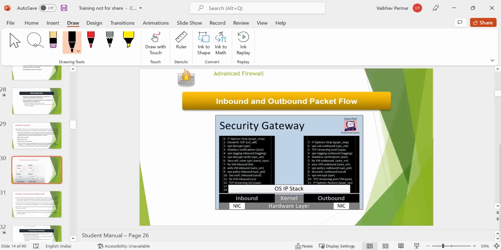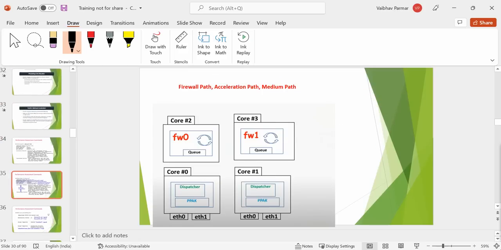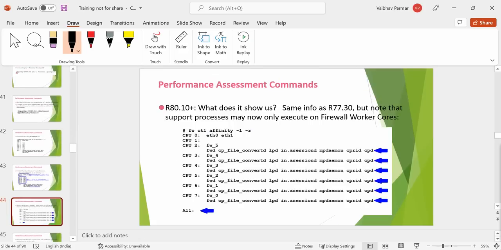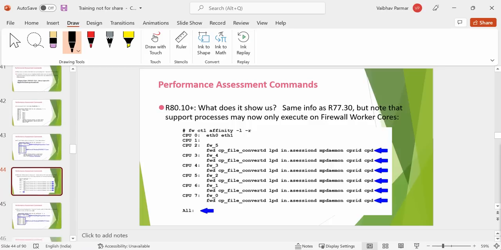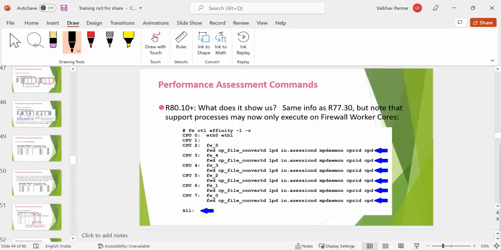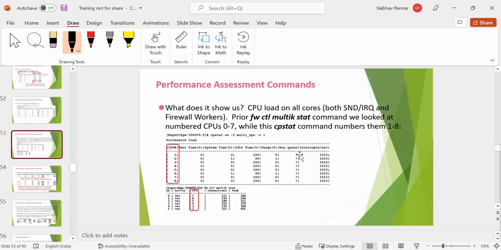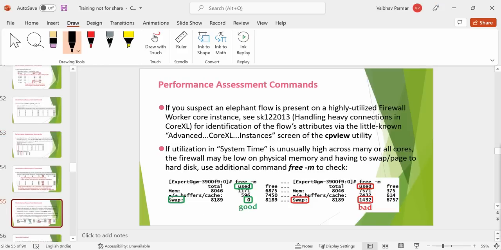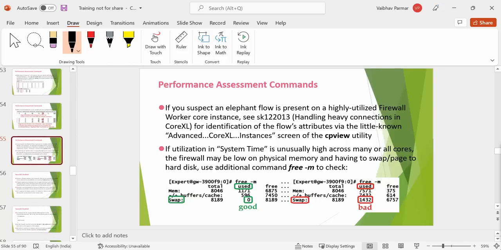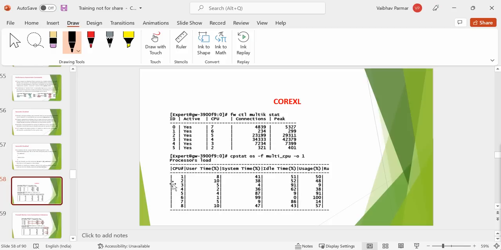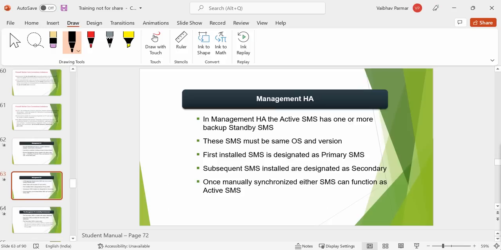We have covered the SecureXL and CoreXL, and after that we'll run some commands for CoreXL and SecureXL to see the stuff, some important commands. And then after that we'll go for the performance assessment commands. Then after that, everything is more of your command line, how you can see the stuff.